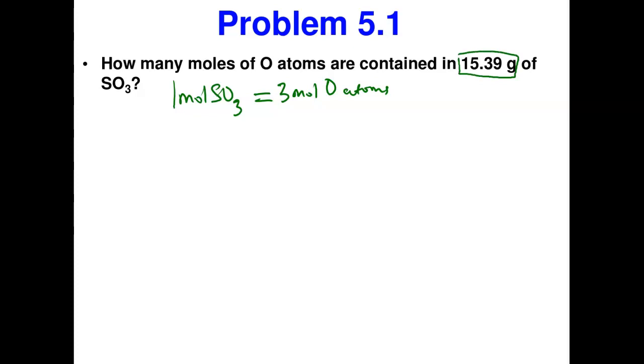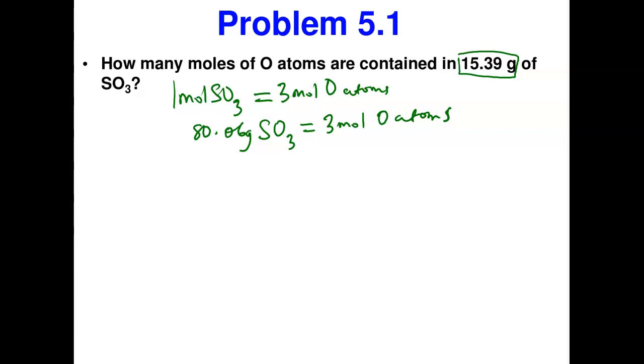So there's no way we're going to be using this, because if we're going from mole of sulfur trioxide to moles of oxygen, that makes sense. But we should remember that the mole of this guy weighs how much? The mole of this will weigh 80.06 grams, and this will be equivalent to 3 moles of oxygen atoms. This is very logical to assume. So the basic thing we're going to do here is convert from grams of sulfur trioxide to moles of sulfur trioxide to moles of oxygen atoms.